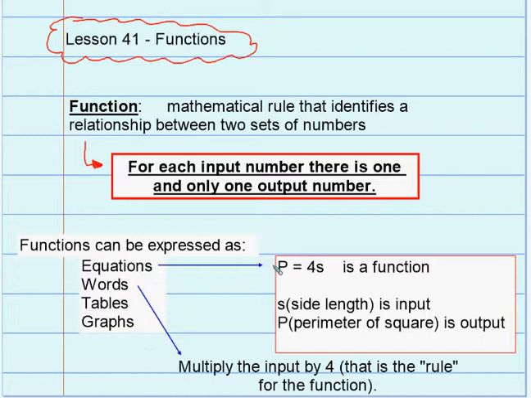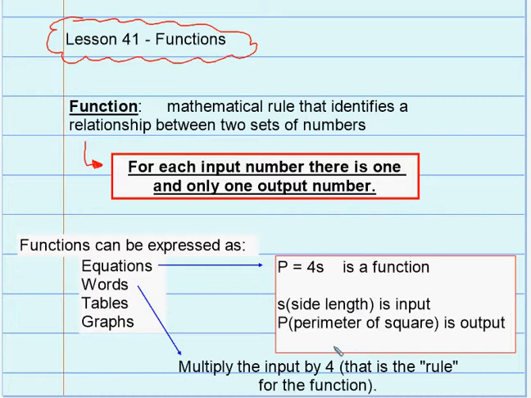An equation would be, if you follow the arrow over here to this box, like P equals 4S. That's a function. That's an equation that relates one number to another number. Okay, and those two numbers are the variables P and S. S, in this case, is the side length. That's your input. And P, the perimeter of a square, is your output.